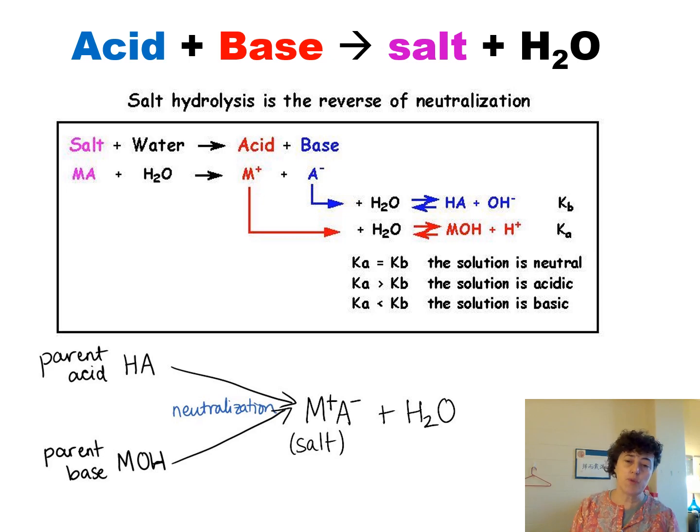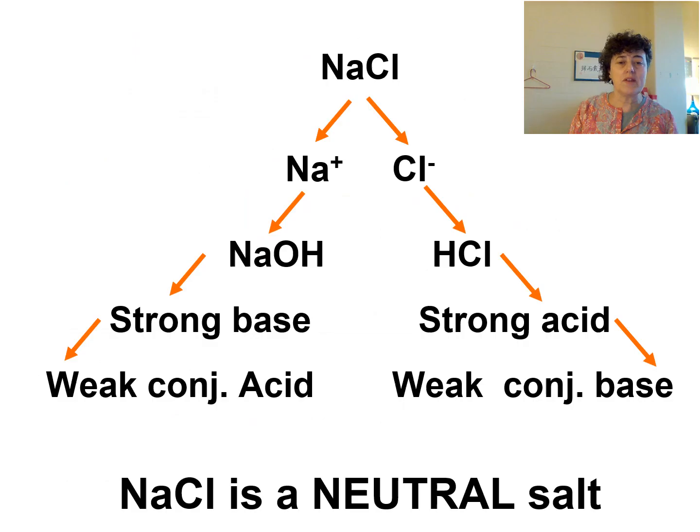This is going to help us classify that salt as acidic, neutral, or basic. So let's see some examples. To do this, we need to separate the cation from the anion, so we get sodium plus and chloride ion. After that you add an OH minus to the cation and you add an H plus to the anion, and in this way you get the parent base and the parent acid. So this is the parent base and this is the parent acid.